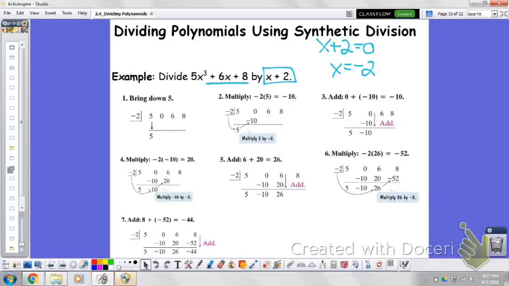Now notice in this 5x cubed plus 6x plus 8, there is no x squared, so we'll use a 0x squared. So to set up our synthetic division, we put our 0 in the upper left hand corner, and then we write out the coefficients of our dividend. So we had a 5, then a 0 from our 0x squared, then the 6, then the 8. And we wrote them out all right here.